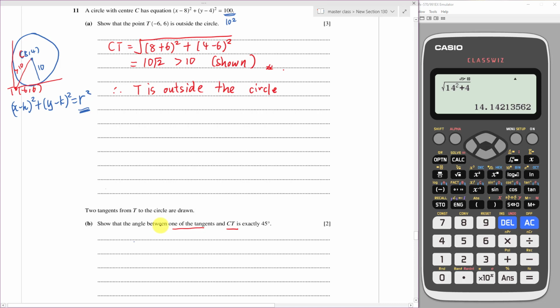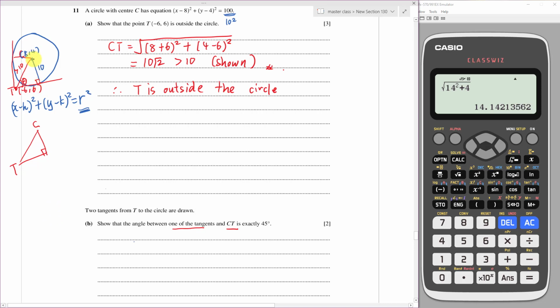They want the angle between one of the tangents and CT, so I will just choose CT and one of the tangents, and I will choose this angle. Of course you can choose another one if you want to, it doesn't matter. But what we understand is that from the tangent point to the center, the angle must be 90 degrees. So you should be able to see a right-angled triangle, something like this. This is C, this is T, this is 90 degrees.